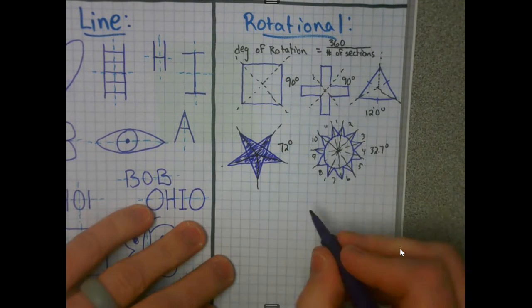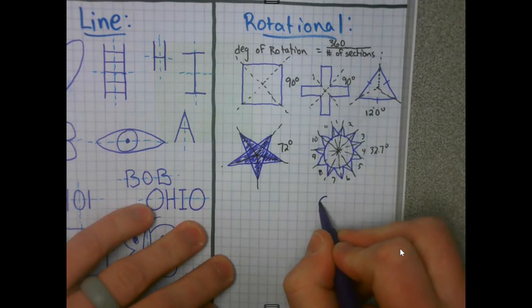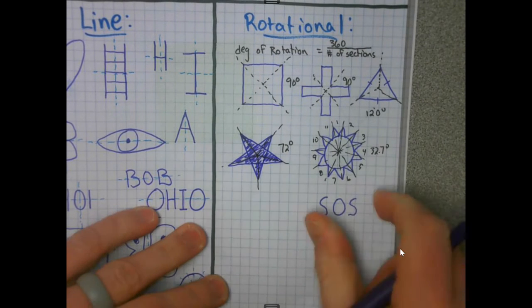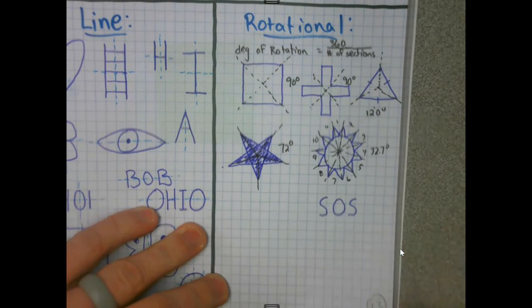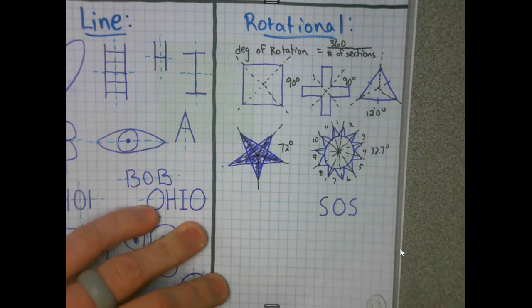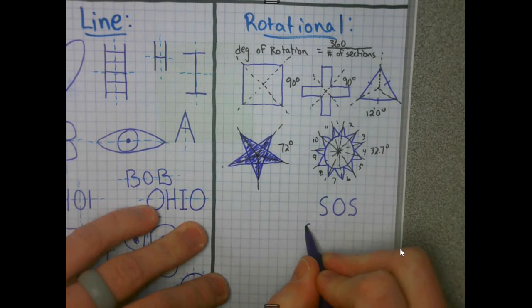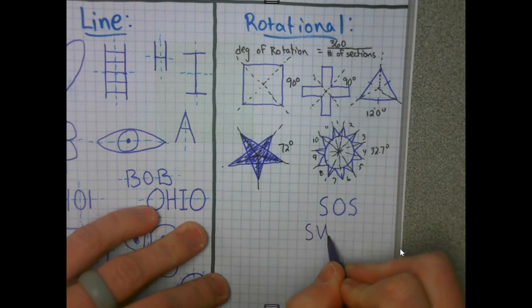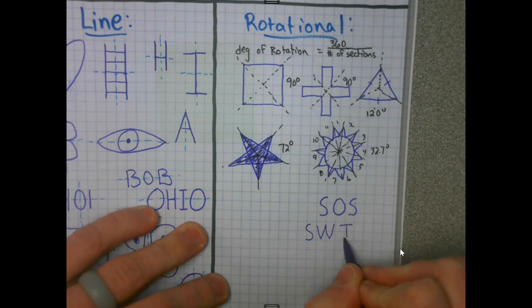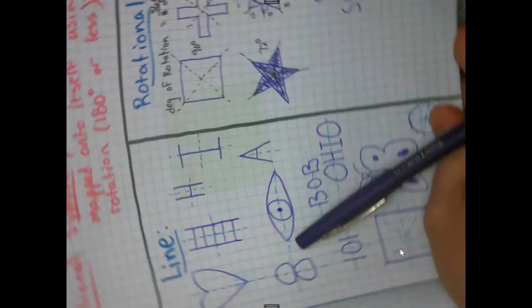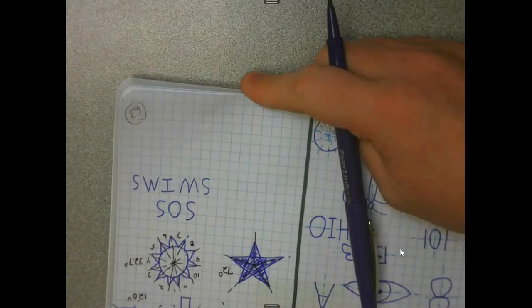And kind of some words. SOS. If you rotate it around 180 degrees, it looks exactly the same. The word swims has rotational symmetry. If I take my notebook and I rotate it, it still reads swims.